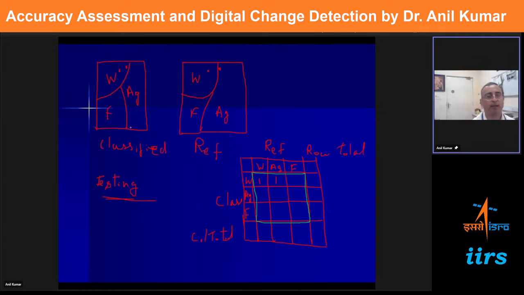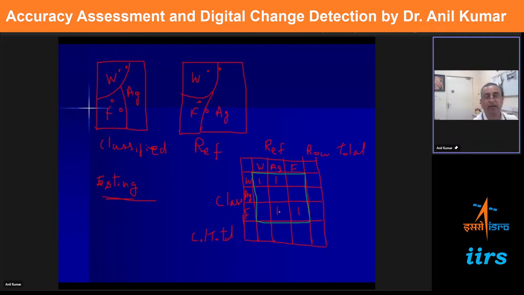So we take the third sample. Suppose here it is forest, and here also it is forest at the same location. So it is forest and forest, and it comes here. Then we take the fourth sample. It is forest in the classified, and agriculture in the reference. So it comes here. Like this you go on taking testing samples and fill this matrix.